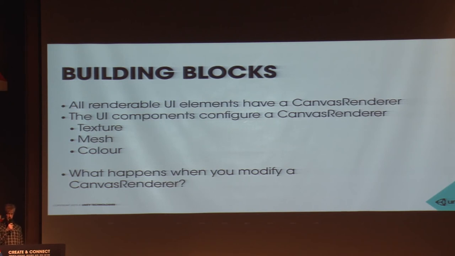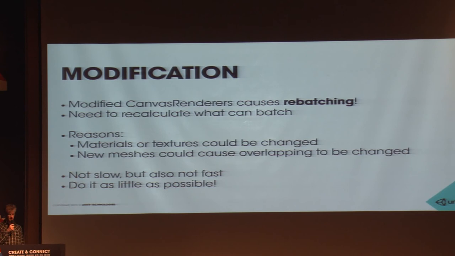So what happens when a component modifies the properties of a Canvas Renderer? This causes rebatching. And rebatching means that Unity needs to calculate again which things can batch together. The reason that this calculation needs to be done is if a canvas renderer is set to use a different material than it did before, then maybe it can no longer batch together with other meshes and their materials, or maybe it can.